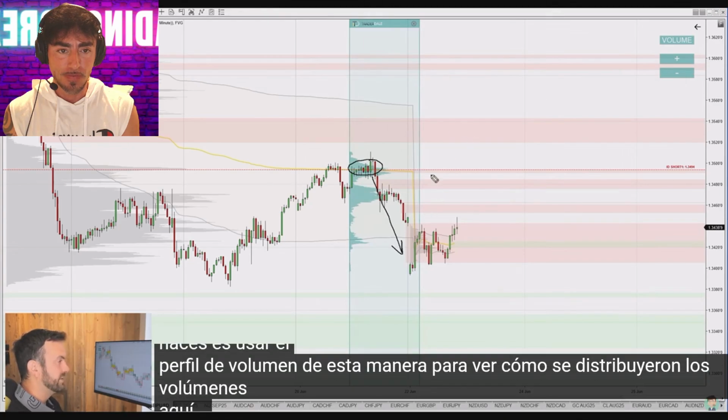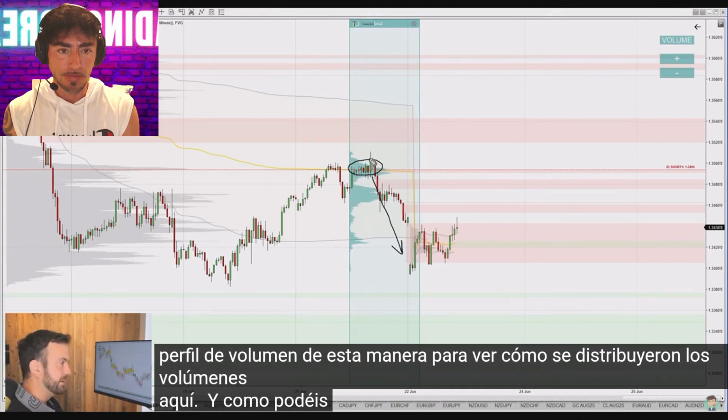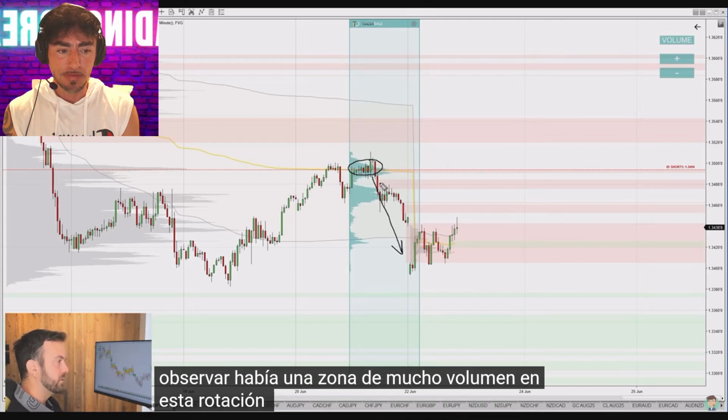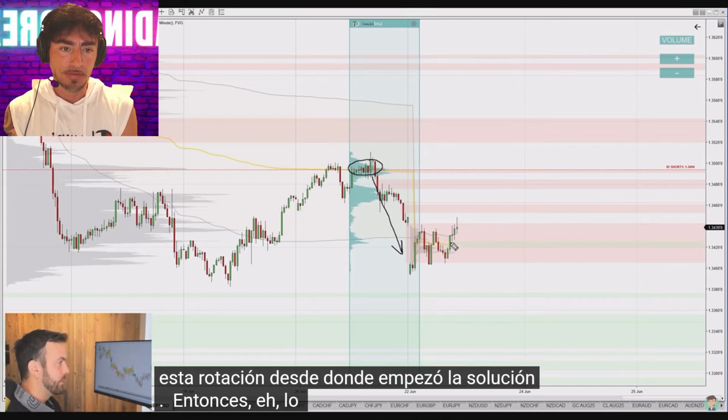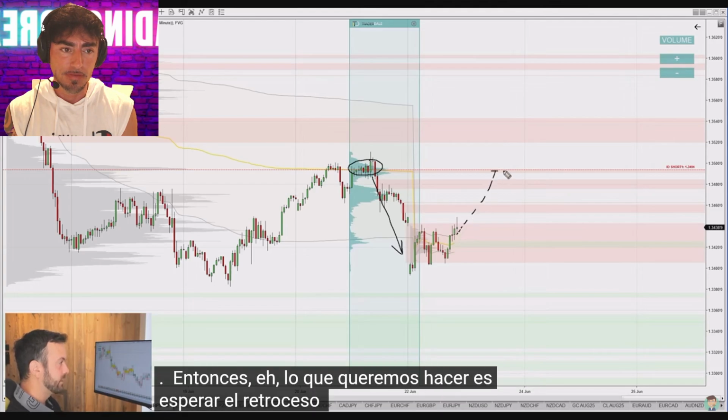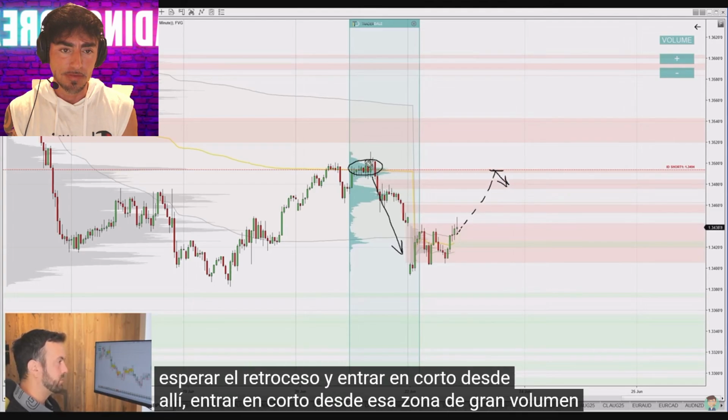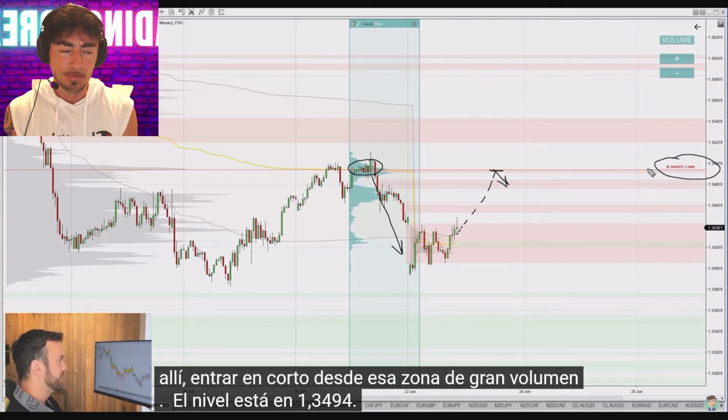You see how the volumes were distributed here, and as you can see, there was a heavy volume zone in this rotation from which the sell started. So what we want to do is wait for the pullback and go short from there, short from that heavy volume zone. The level is at 1.3494.